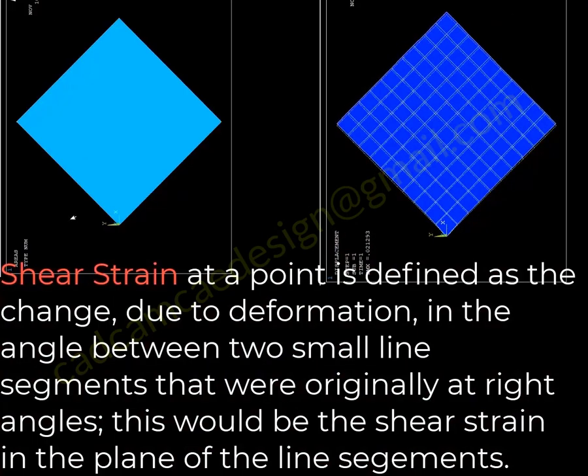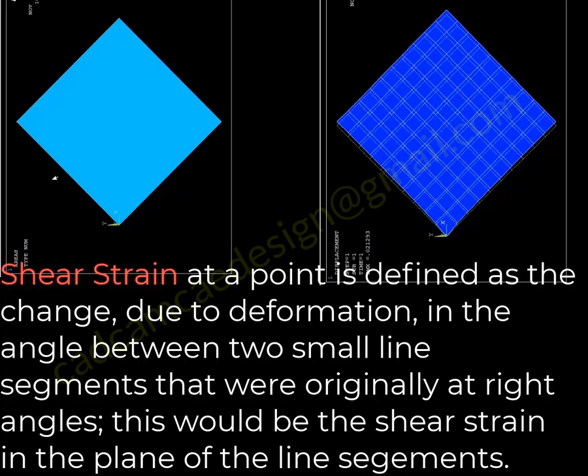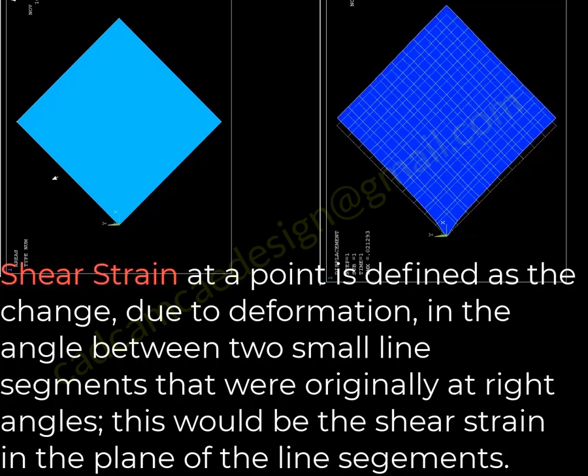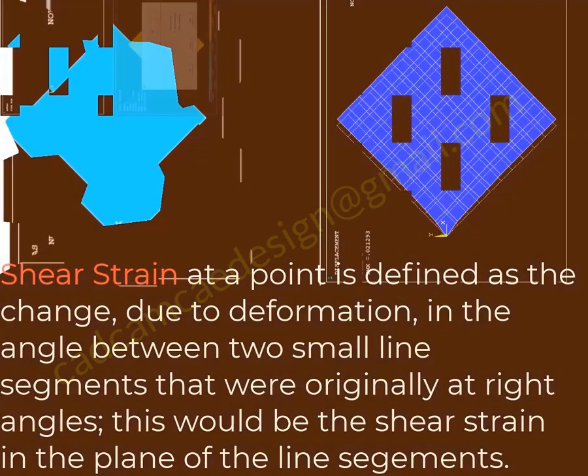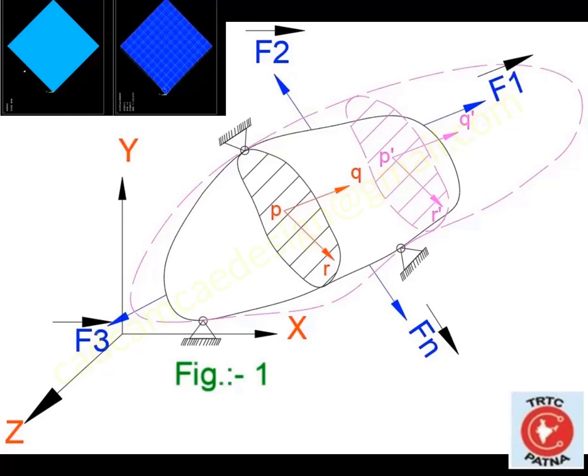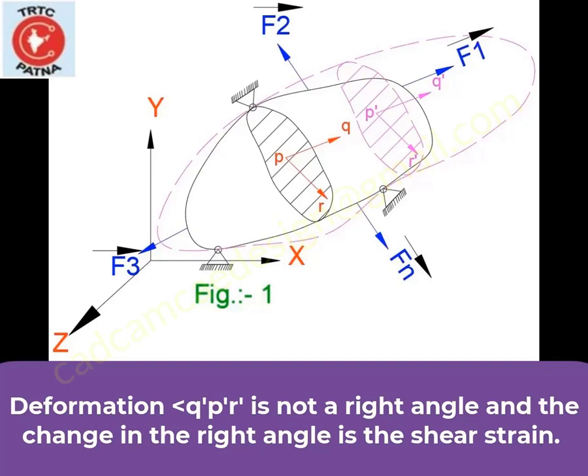Shear strain at a point of a body is defined as the change due to deformation in the angle between two small line segments that were originally at right angle. This would be the shear strain in the plane of the line segments. Figure 1 shows two line segments PQ and PR at a point P in the plane A, and they are at right angles in the undeformed geometry. The points P, Q and R occupy new positions P dash, Q dash and R dash respectively in the deformed geometry. The displacements of the points are very small though they have been exaggerated in the figure.